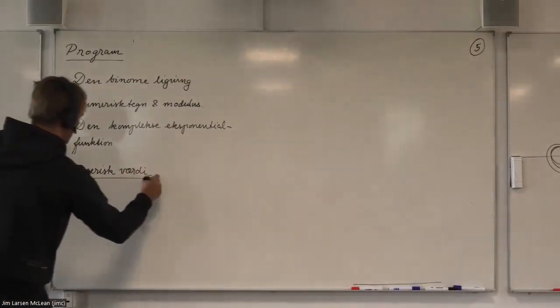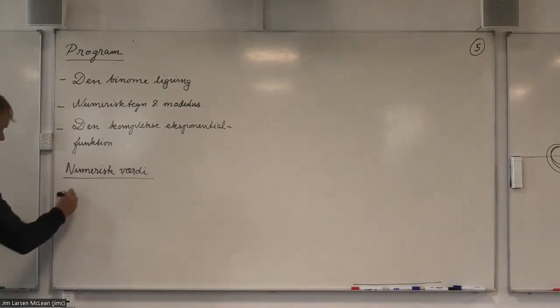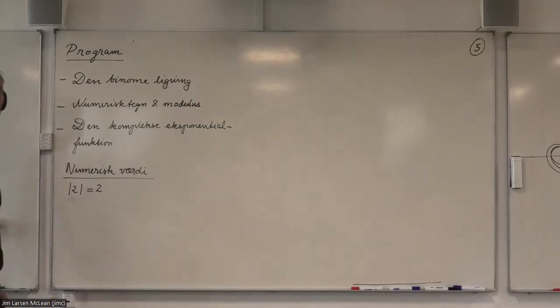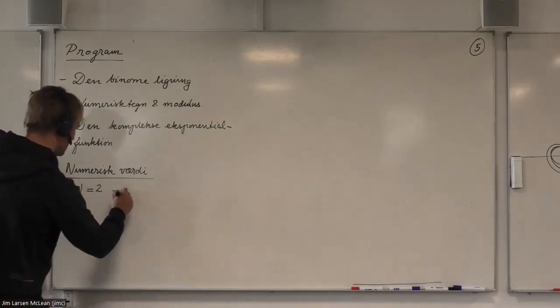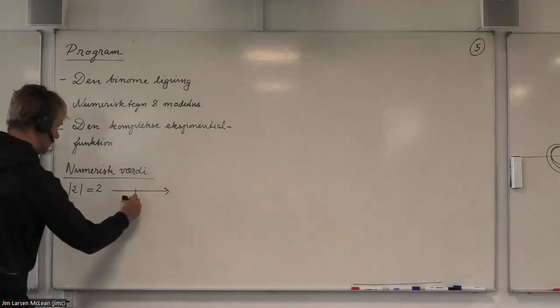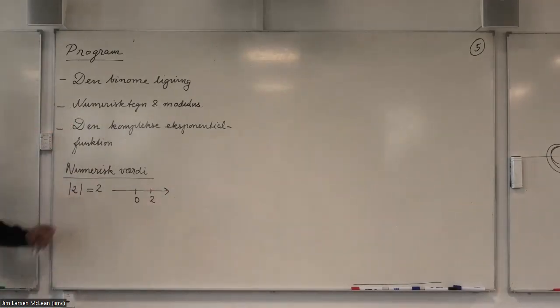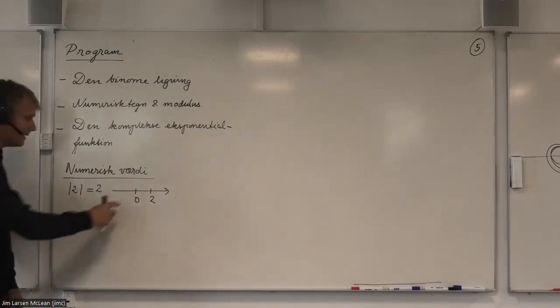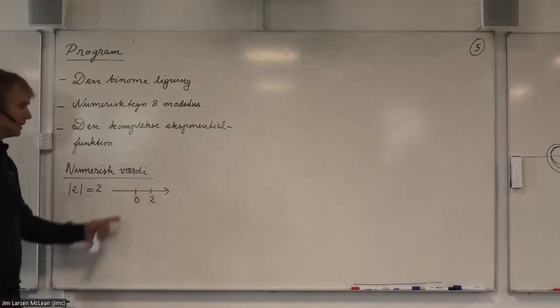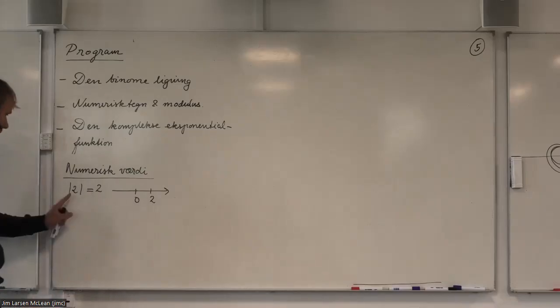To explain this, let's just start with some really simple examples. The absolute value of 2 is equal to 2, because the number 2 is 2 units away from 0. So it can be drawn. Here's the number line, here's 0, and here's the number 2. And when you put these 2 vertical bars around the number 2, it means how far the number is from the origin. And we can see that it's 2 units away. So therefore, the absolute value of 2 is 2.